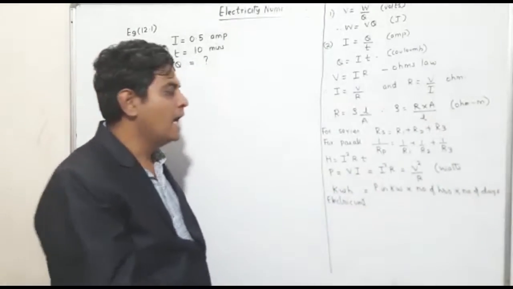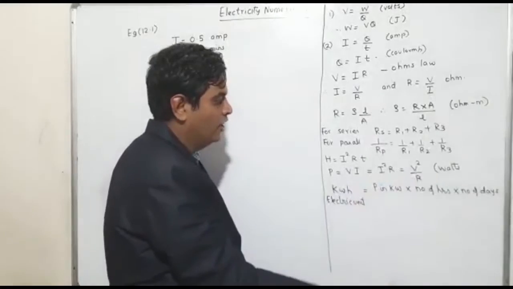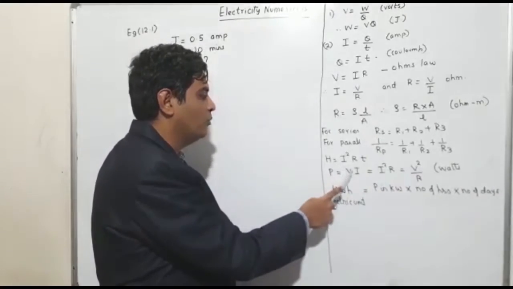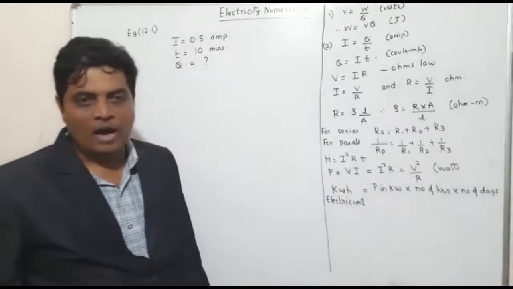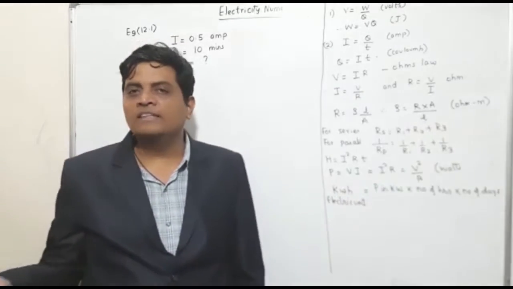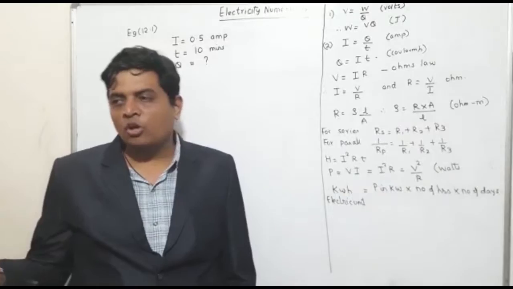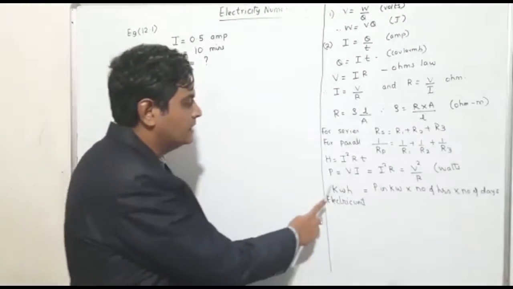If you know V and R, you will use the formula V square upon R. If you know V and I, you will use the formula V into I. If you know I and R, you will use the formula I square into R. So you should first see what all things are given in the question, and based on that you will find out. Last is kilowatt hour.